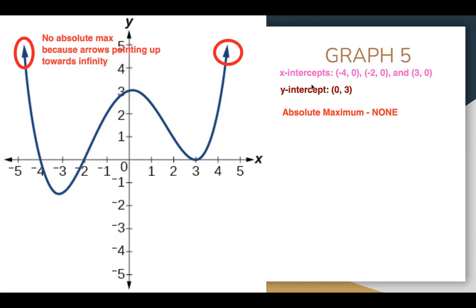I will still have an absolute min though. The bottom of my graph is right over here. Here's that point. And that's about (-3, -1.5).